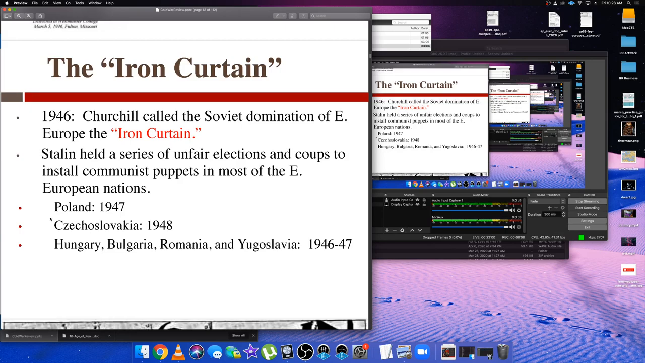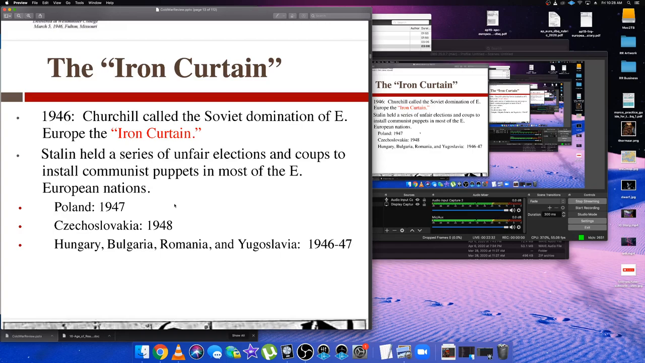Why does he call it the Iron Curtain? Well, if you think about Stalin, Stalin literally means man of steel, and he had held a series of unfair elections and coups to install communist puppet governments in most of these Eastern European nations like Poland, Czechoslovakia, Hungary, Bulgaria, Romania, Yugoslavia. All of these nations are communist nations now.